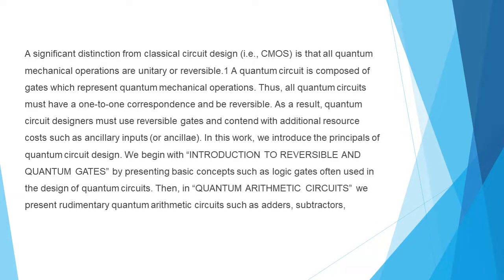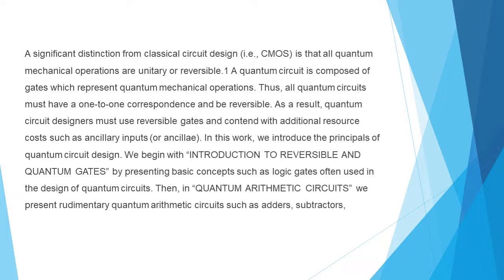A significant distinction from classical circuit design, that is CMOS, is that all quantum mechanical operations are unitary or reversible. A quantum circuit is composed of gates which represent quantum mechanical operations. Thus, all quantum circuits must have a one-to-one correspondence and be reversible. As a result, quantum circuit designers must use reversible gates and contend with additional resource costs such as auxiliary inputs or ancillas.